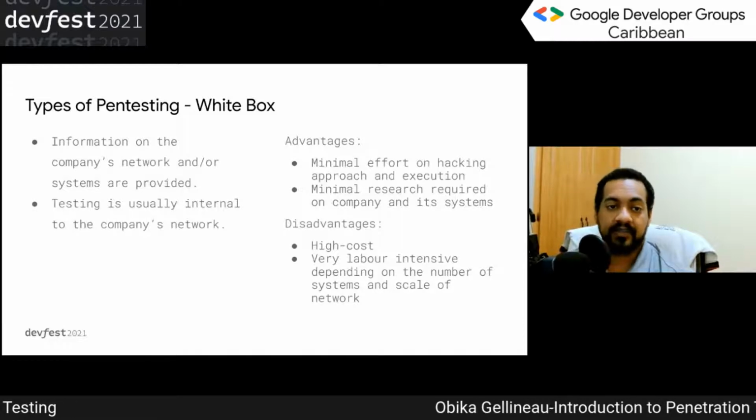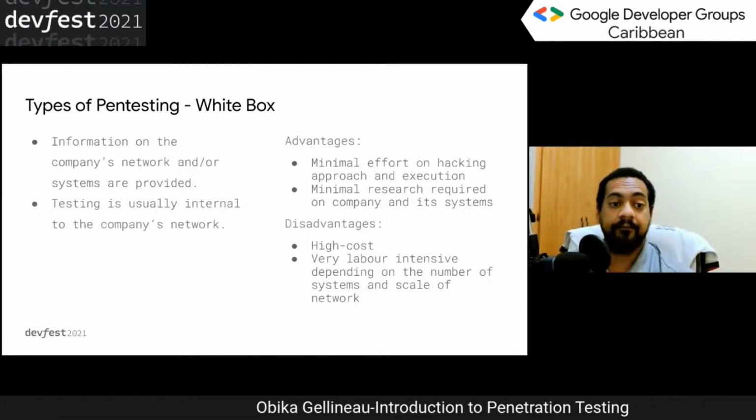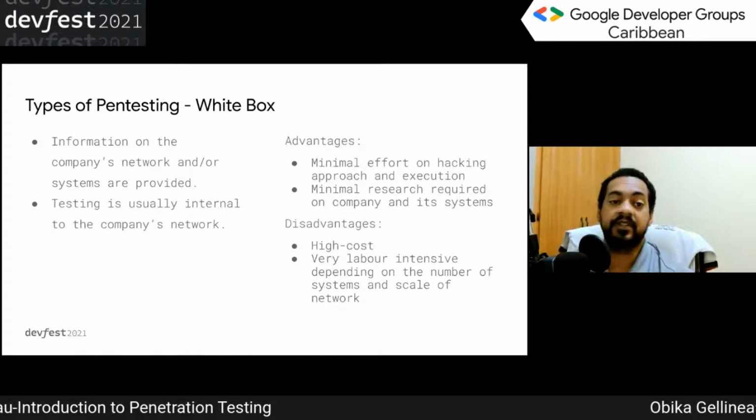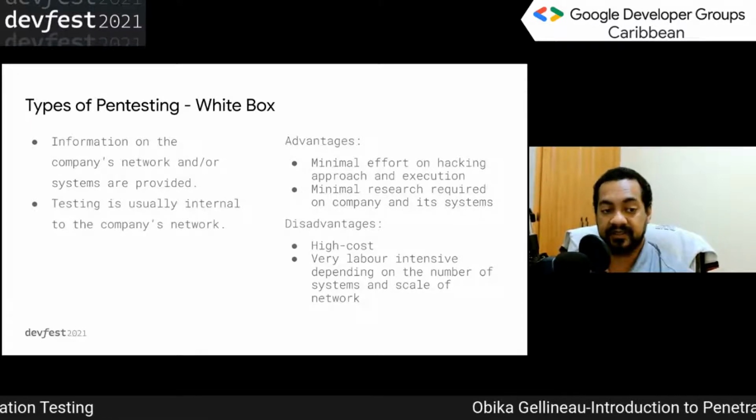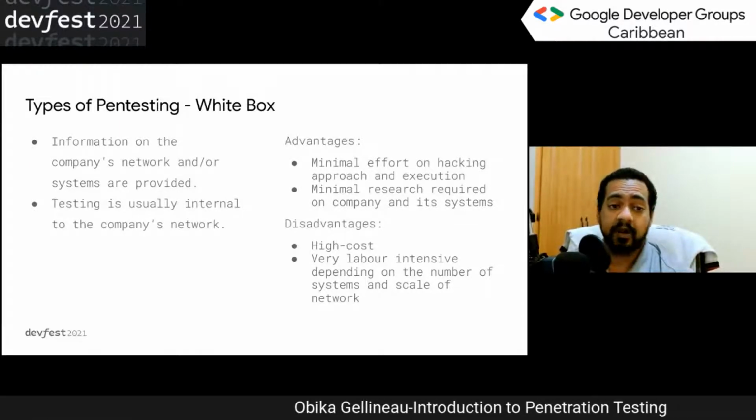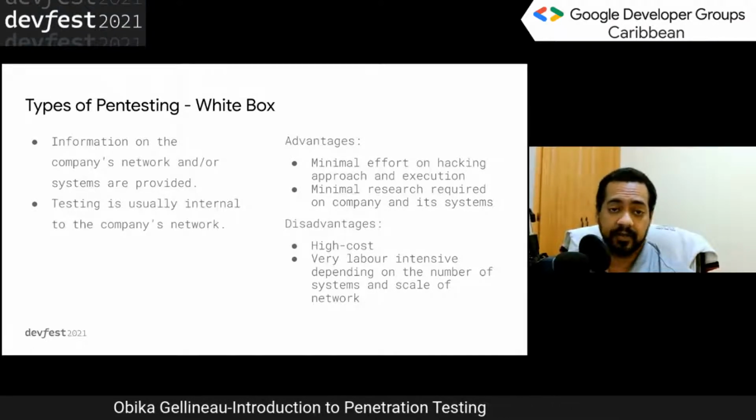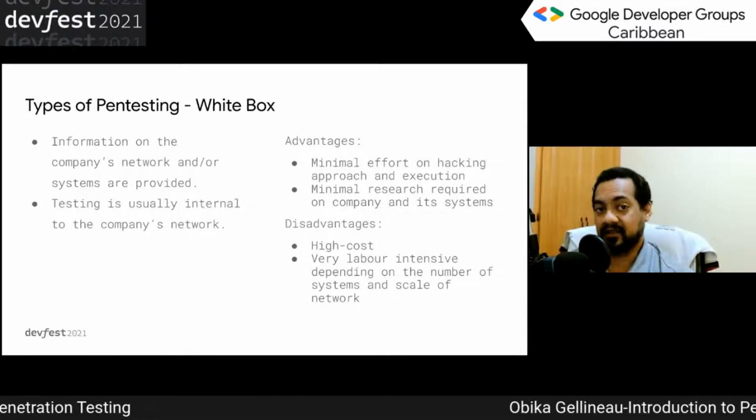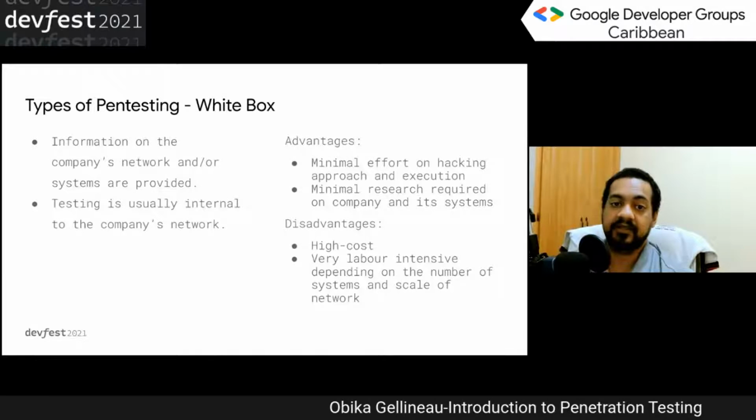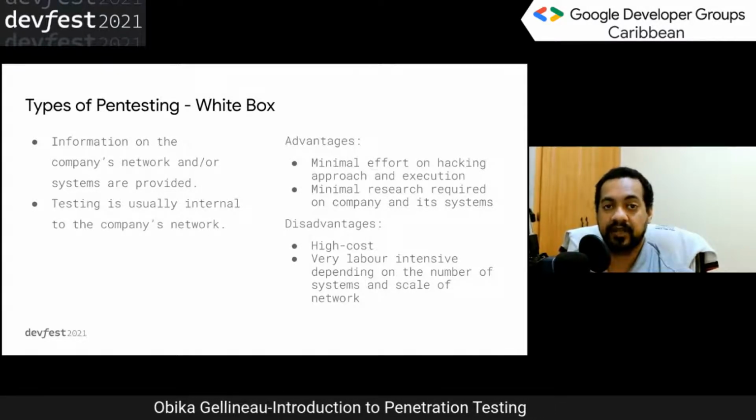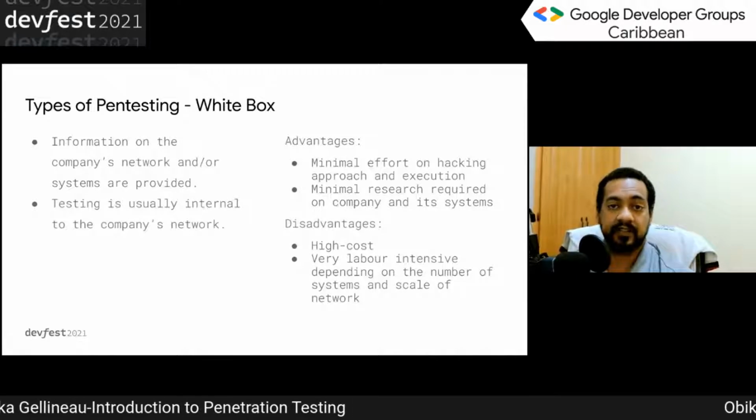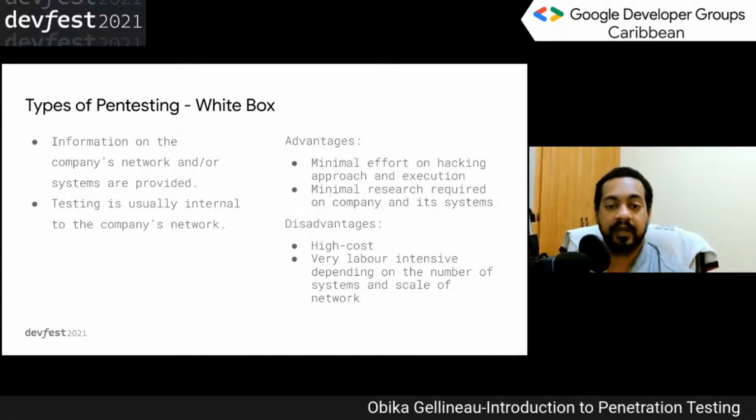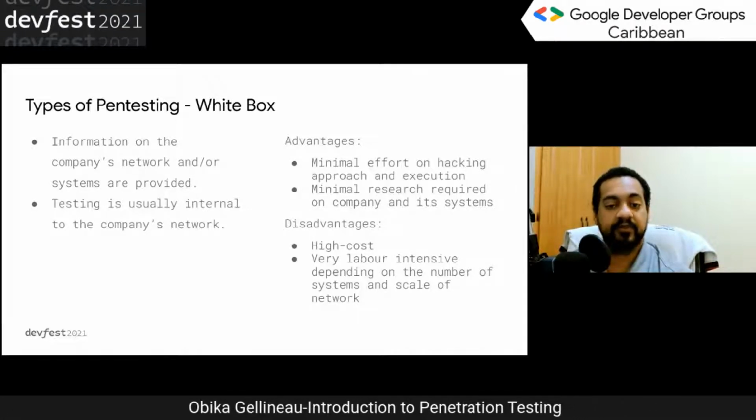The next type is white box. White box is the direct opposite of black box. The ethical hacker or pen tester is given all the information about the company's networks and systems. Most white box tests tend to be internal to the company's network. It's not to say you can't do it externally with internet-facing systems, but most white box tests are internal penetration tests. The pen tester usually sits on the internal parts of the network and tries to hack the system, escalate privileges, and so on.